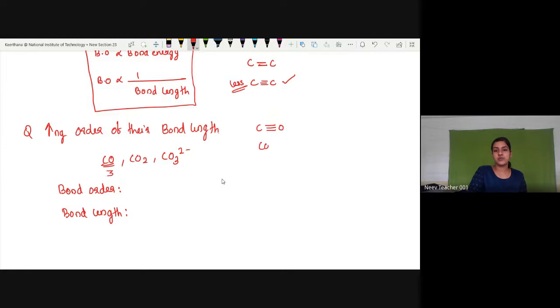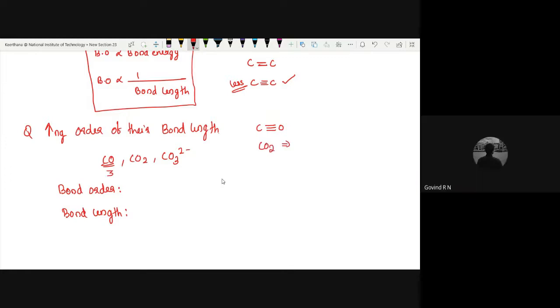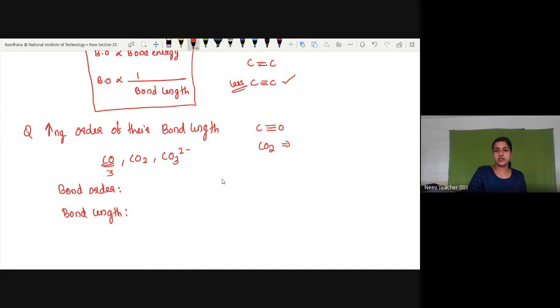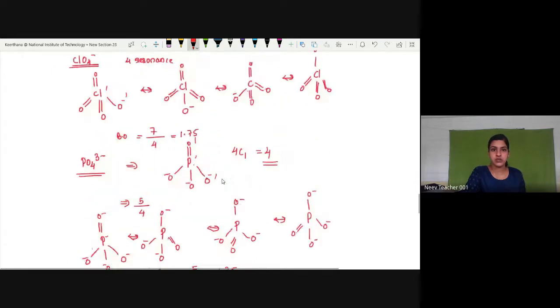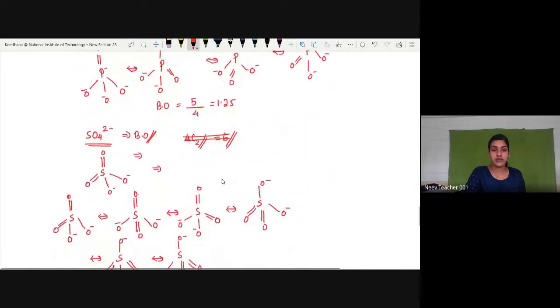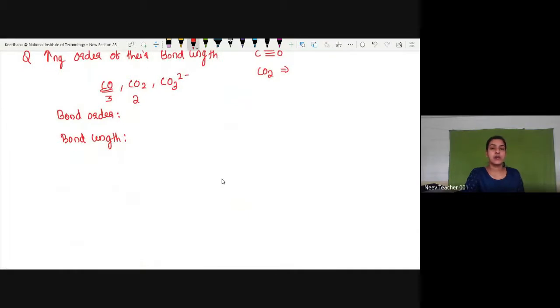And CO2? 2. Yes, CO2 means we are measuring the carbon oxygen bond. Arrange the following in the increasing order of the carbon oxygen bond length. So the carbon oxygen bond order is 2. And CO3 2 minus, what was the bond order? We haven't calculated it yet, so just calculate the CO3 2 minus bond order.